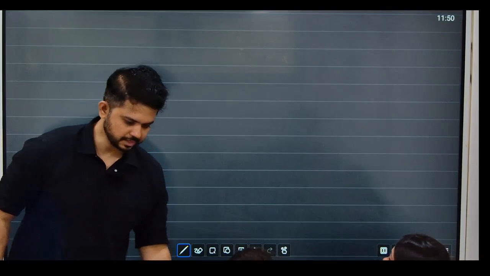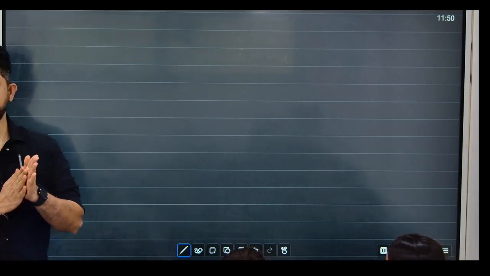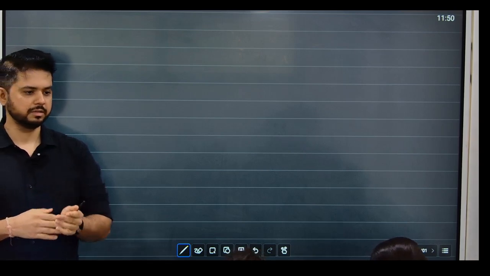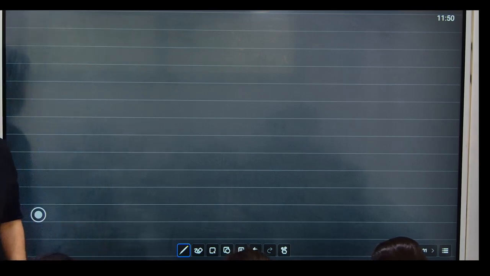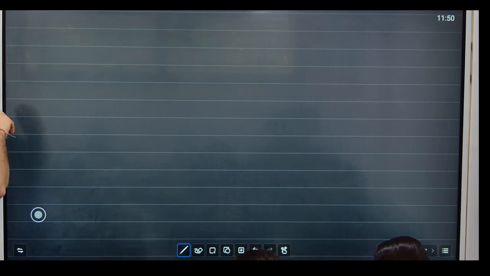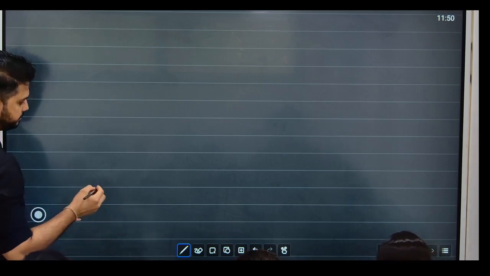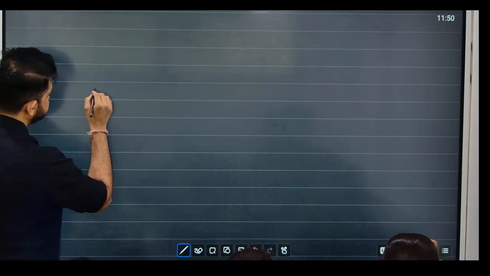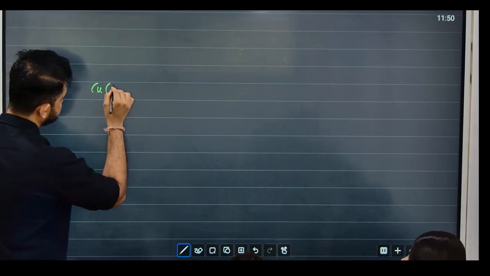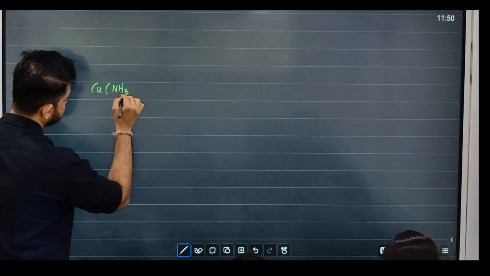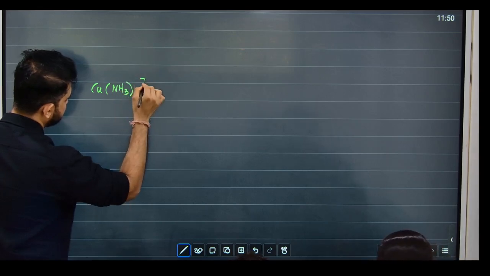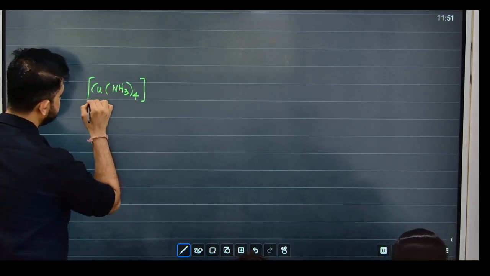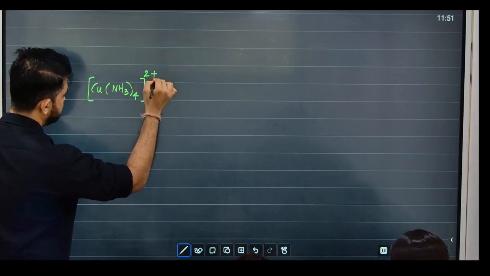Okay, चलो let's continue people. We have one more एक छोटा सा exception left in tetrahedral complexes in coordination number 4 complexes. Cu NH3 4 the whole raised to 2 plus.